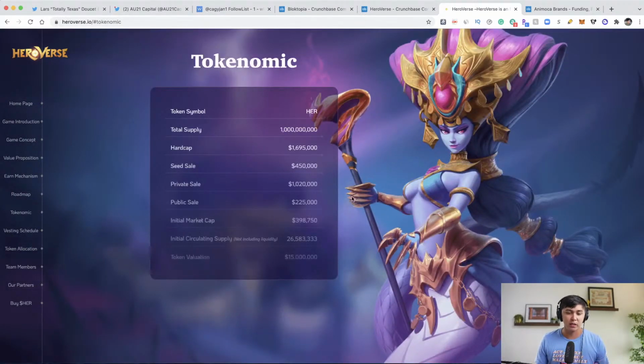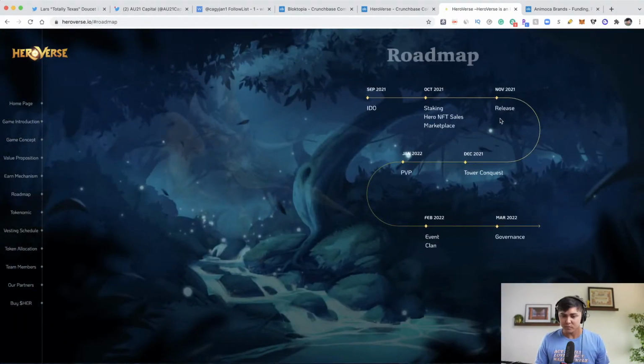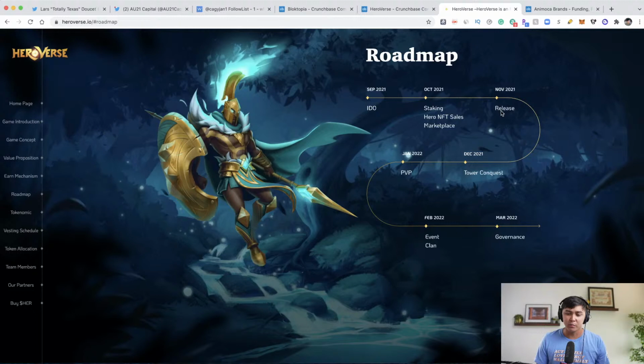So they have a pretty laid out roadmap, doesn't look too ambitious, right? Let's just say they say release with PvP, Tower Conquest, event, clan, governance, all in November 2021. And they're saying here we're going to expand new characters, another thousand NFTs. Those are red flags, right? But this one seems like they're slowly, modularly releasing it, which is pretty good.